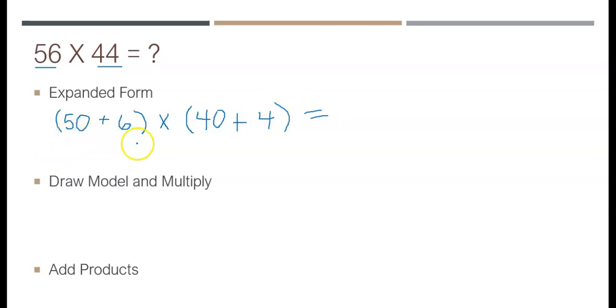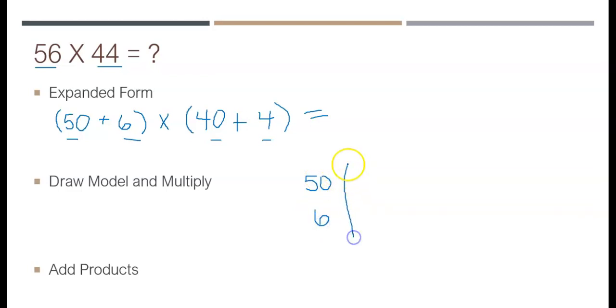So you notice on this one, I have two sections or two chunks of numbers with 2 in it. Okay, so what I'm going to do here is I'm going to write my 50 and my 6.